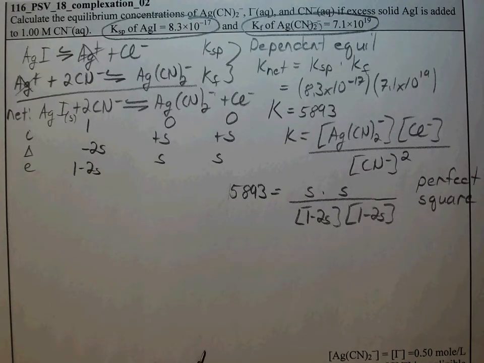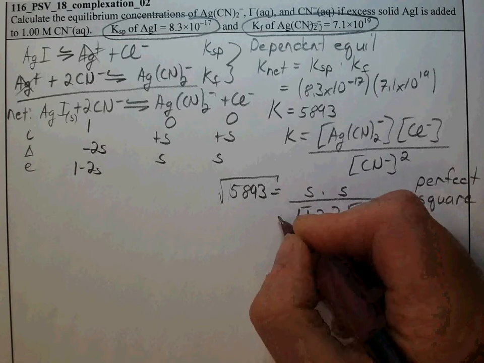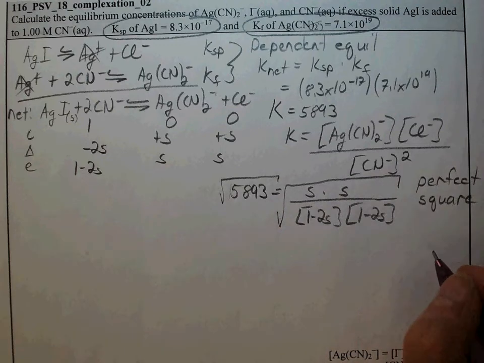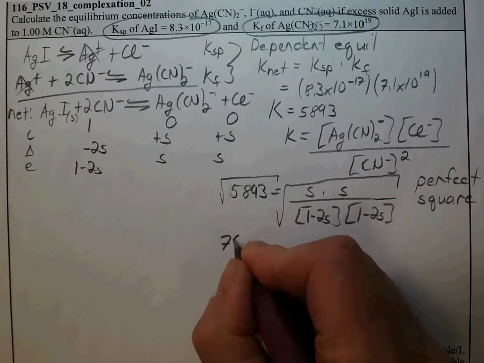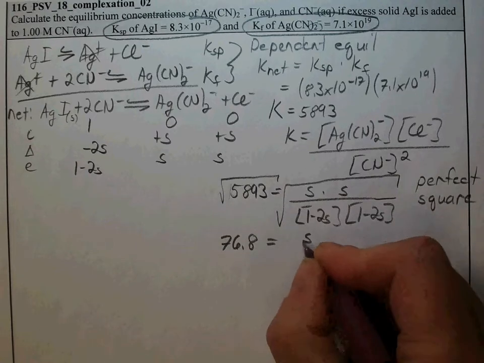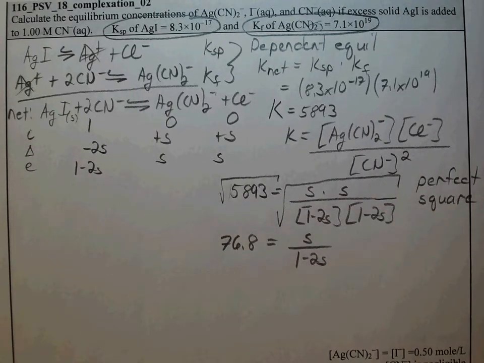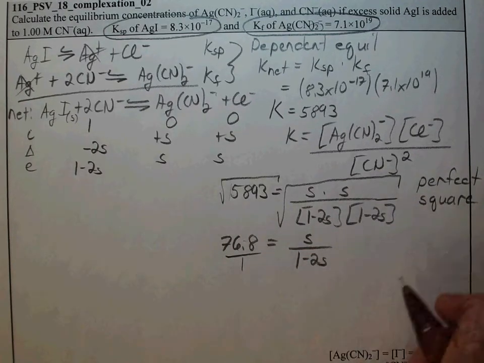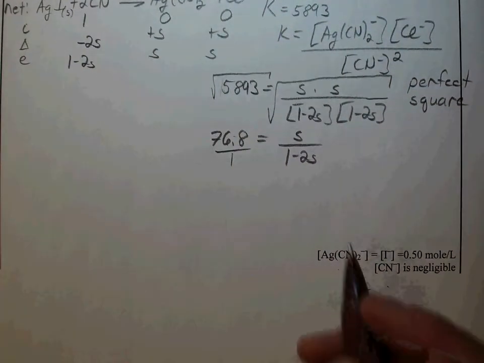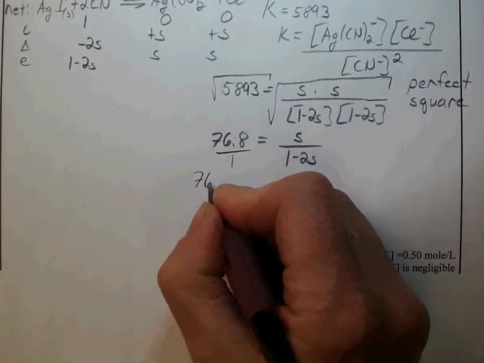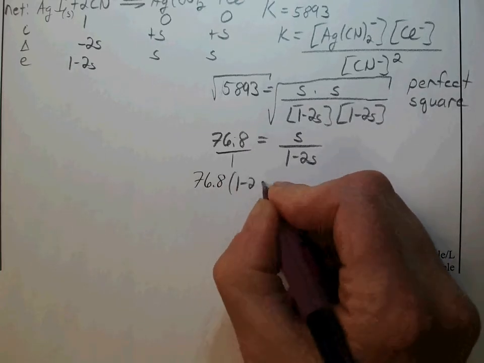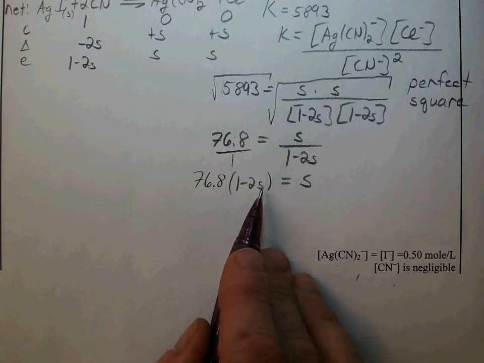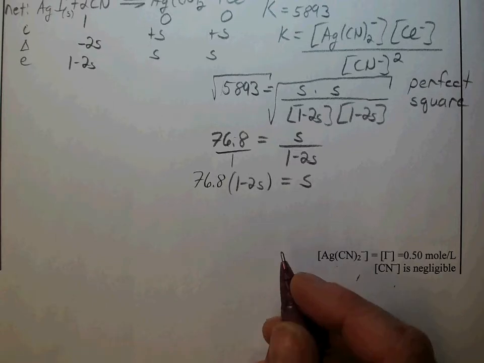Okay, so to simplify this, we're going to take the square root of each side. So the square root of 5893 is 76.8, and that's going to equal S over 1 minus 2S. Alright, so let's cross multiply so we can solve for S. 76.8 times 1 minus 2S is equal to S. We'll use the distributive property to expand this expression.